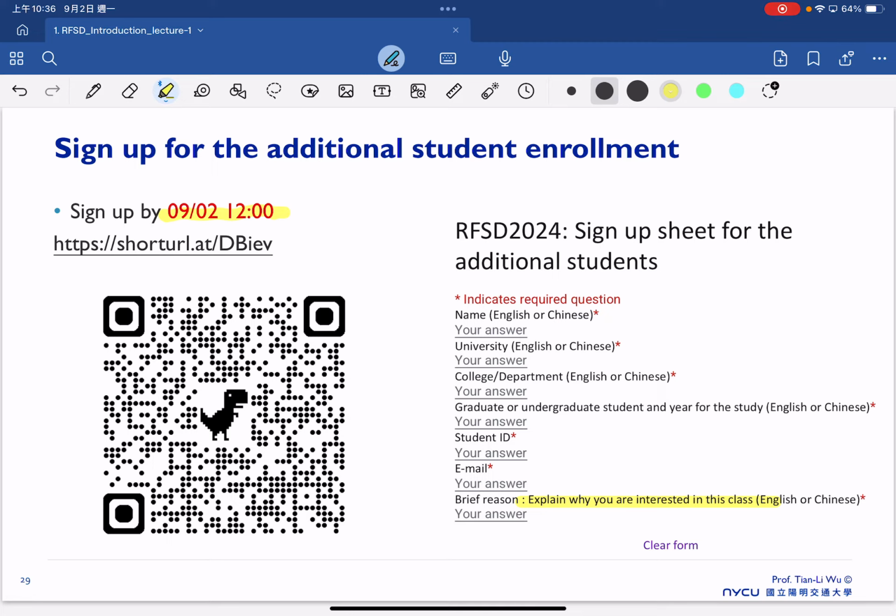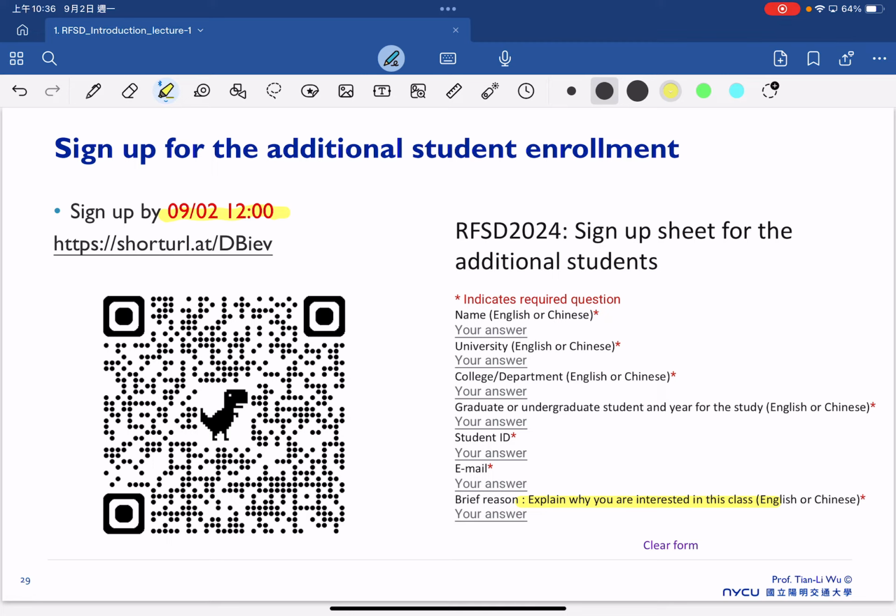First of all, I heard about that. You probably need to log in using your NYCU email, but just give me some time. So after all these questions, then I will try to open the access for anyone. But at this moment, if you have NYCU mail, you can already use NYCU mail to access this form.